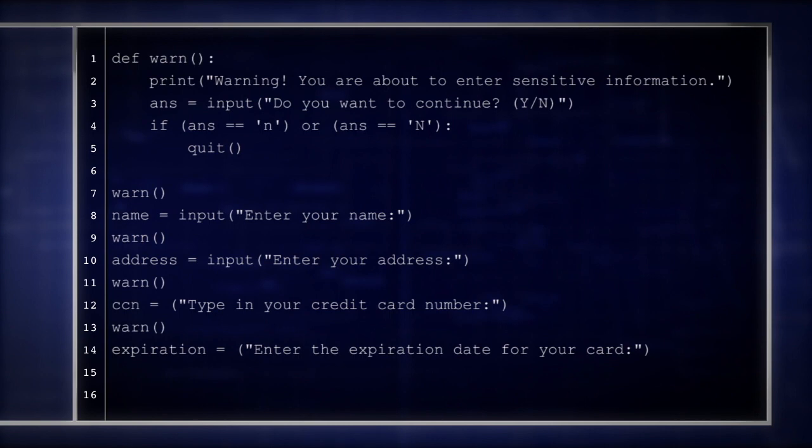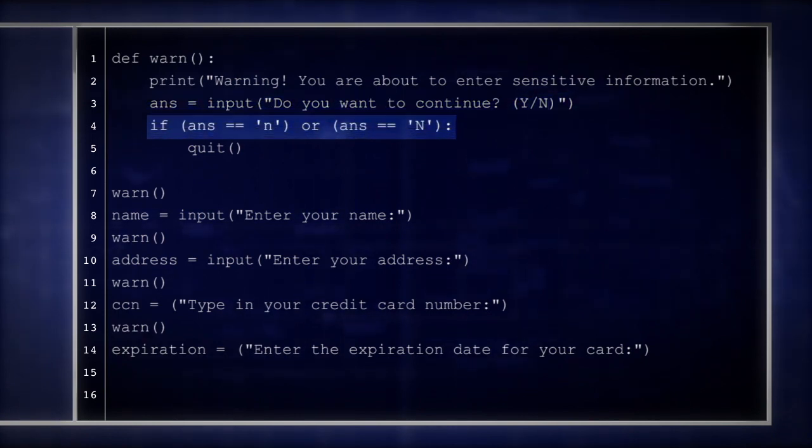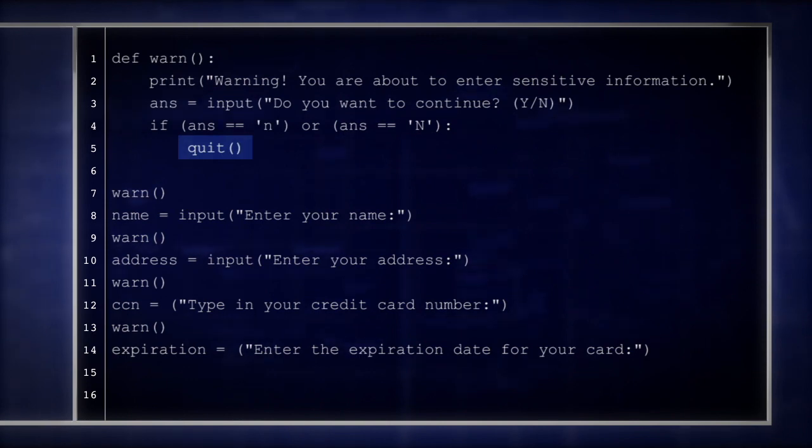Here, we've augmented our warn function further. After printing our warning, we ask whether the person wants to continue. If the answer is N for no, then we quit the program entirely. Notice that to quit, we call a function named quit. That's a function provided in Python that we haven't seen before, and it's used in cases like this where we're ready to quit the program but are buried somewhere in the middle of the code.